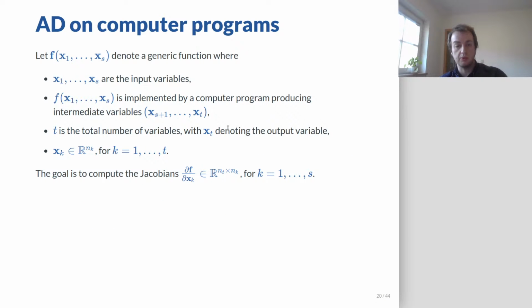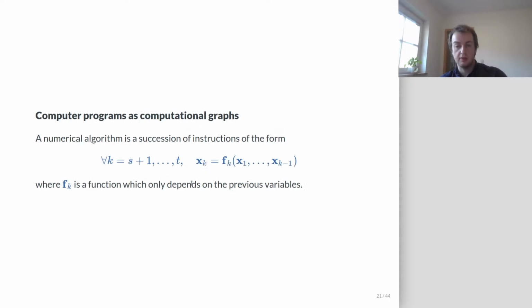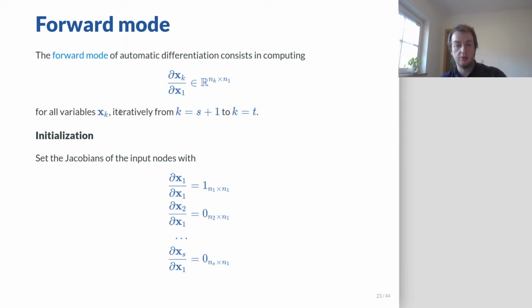What we want to compute are the Jacobians of the function, which is xt, with respect to any of the inputs x1 to xs. So here you would do it once for x1, but then you would have to repeat that for x2, x3 to xs. So how does it work?